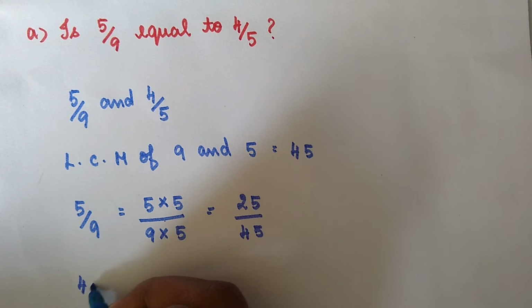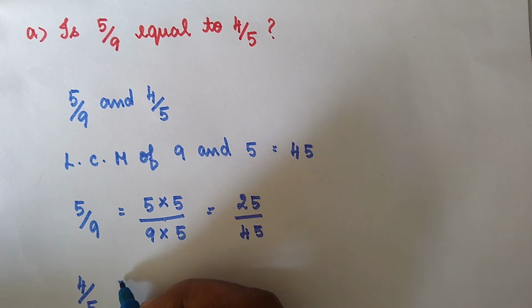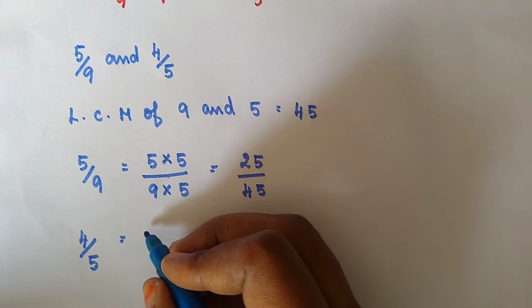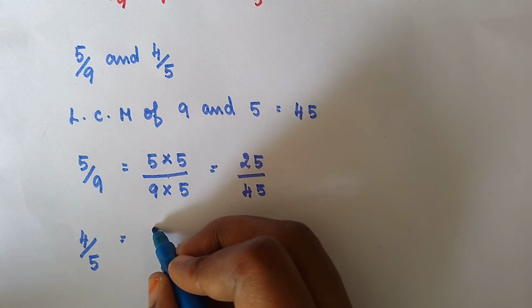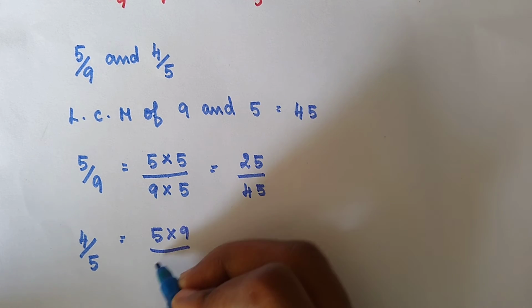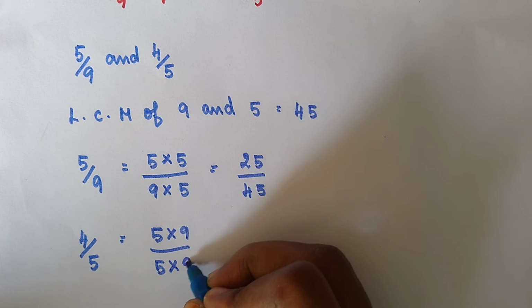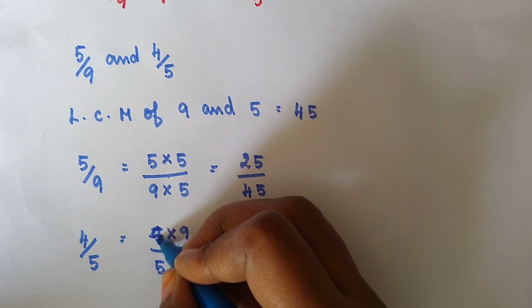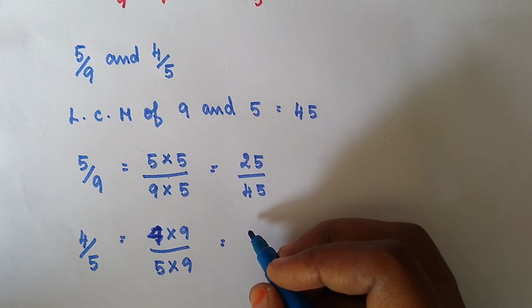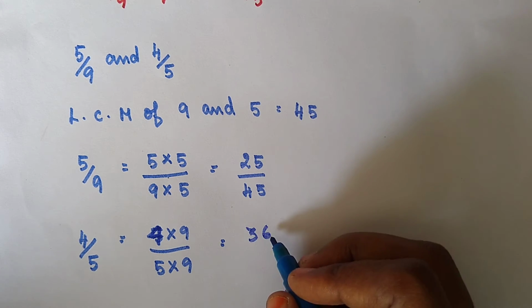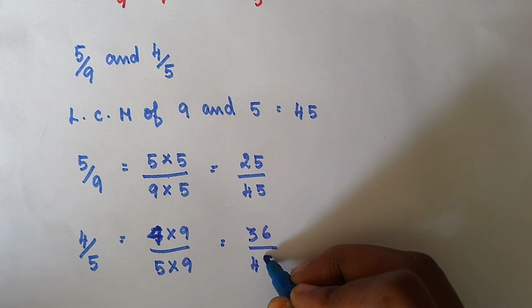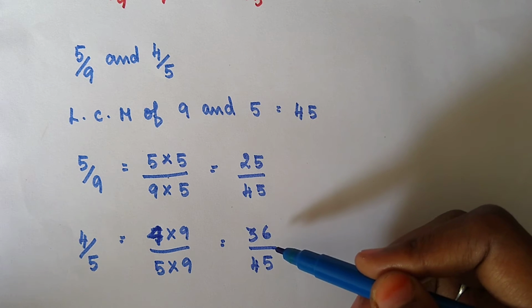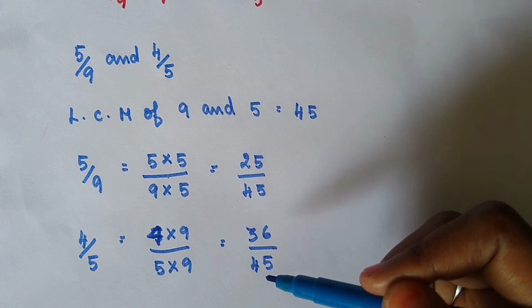Like that we have to take the LCM of 4 by 5. So here we have to multiply by 9, both numerator and denominator. 4 into 9, 4 nines are 36. 36 divided by 45. Now compare these two numbers. Is 25 by 45 equal to 36 by 45? No.